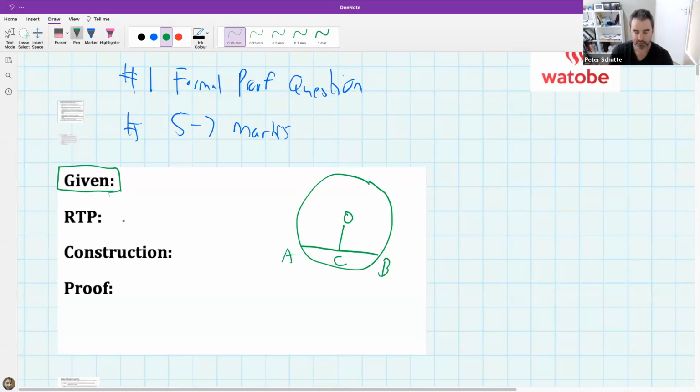Then for the theorem, there's always going to be something that you're required to prove. The required to prove bit is just what you want to end up with. So for example, they would give you this whole setup, and they would also say that AC is equal to BC. So this is all the setup information. Then you are required to show something. In this example that I'm making up, we might show that OC is perpendicular to AB.